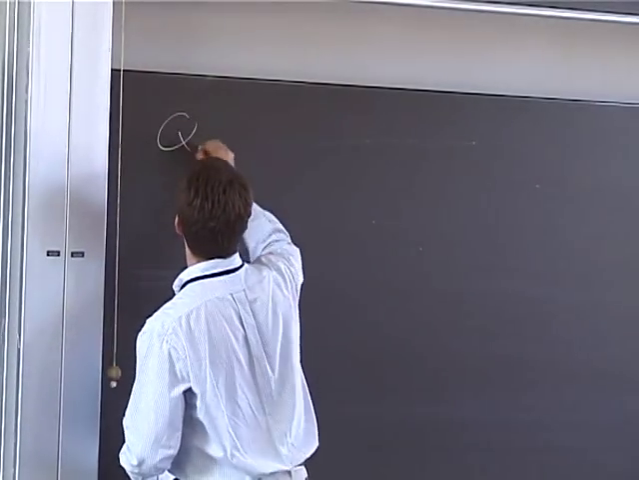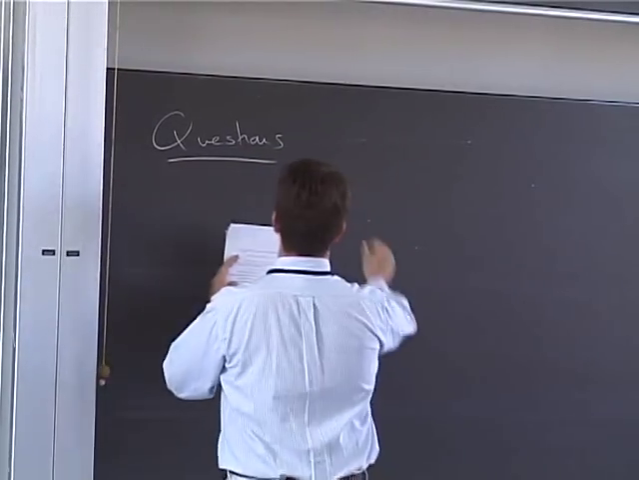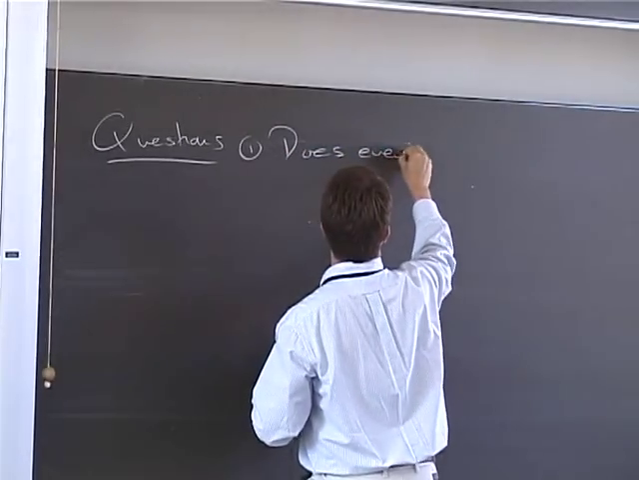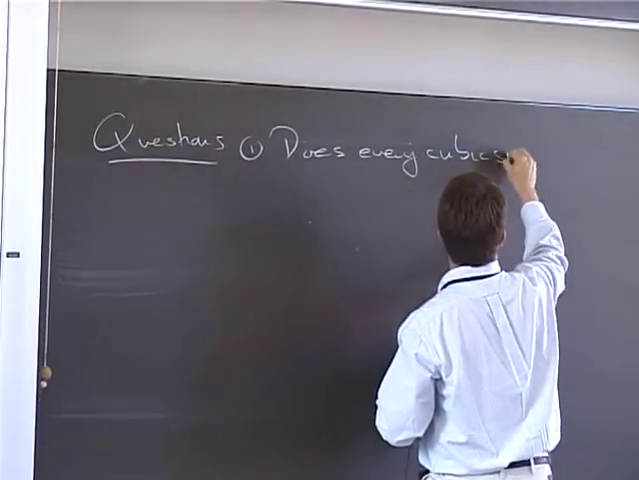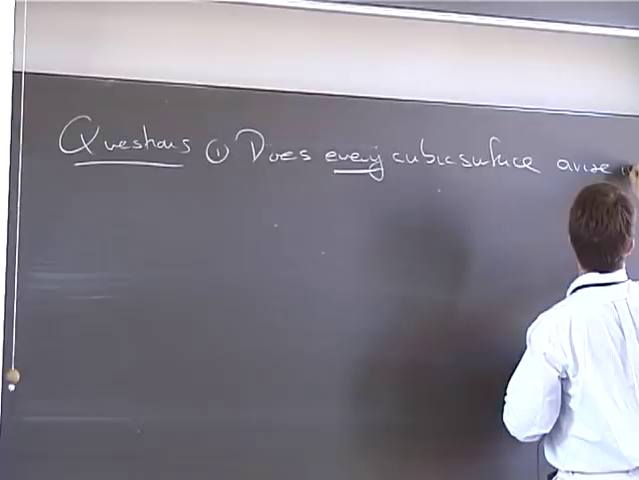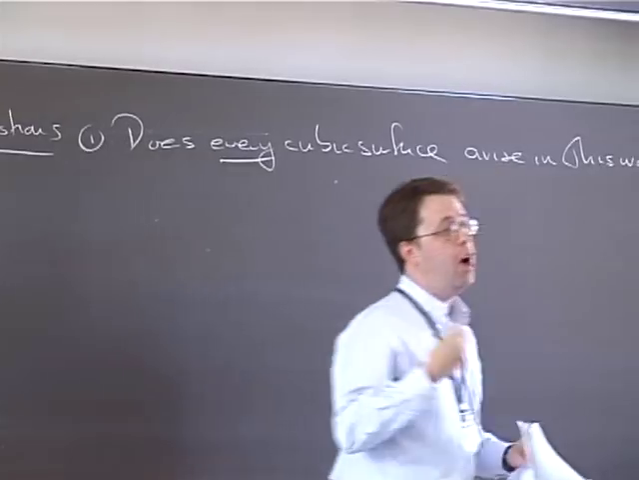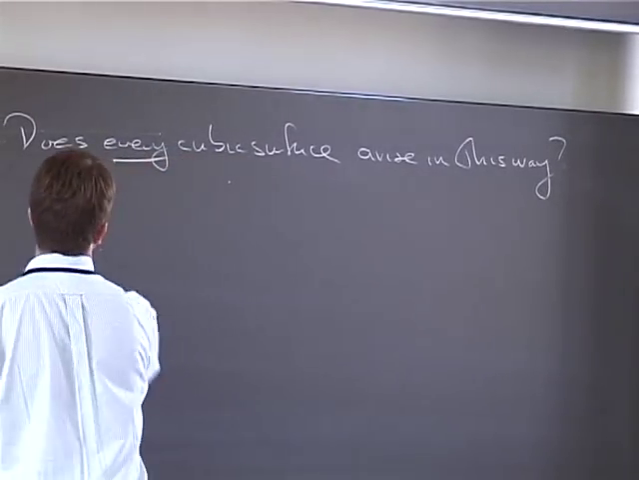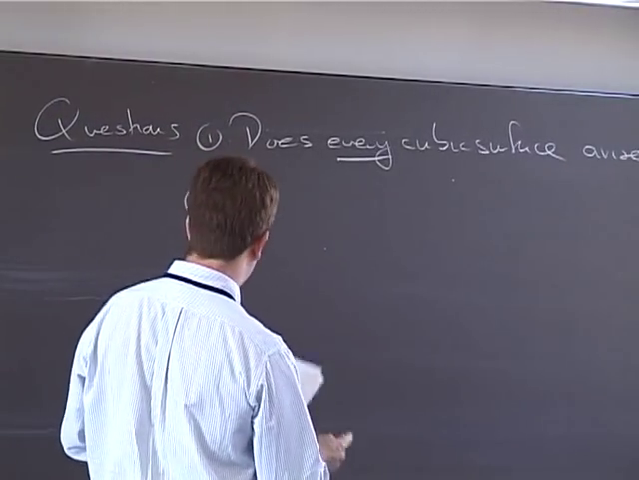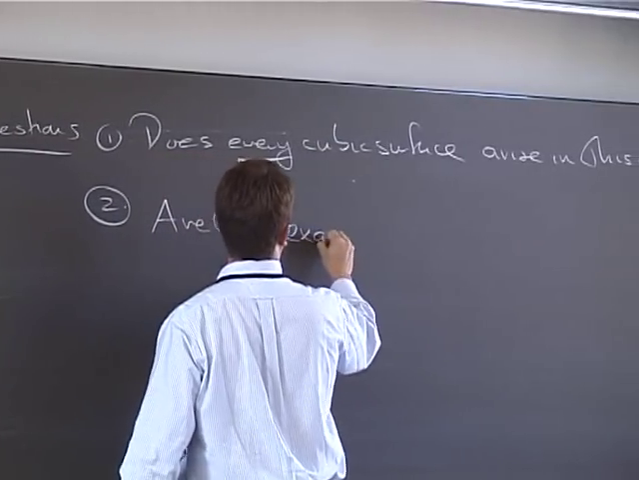So here are the questions I'd like to address. The first question is, does every cubic surface arise in this way? That is, are they all blow-ups of P2 in 6 points? And secondly, are there exactly 27 lines?